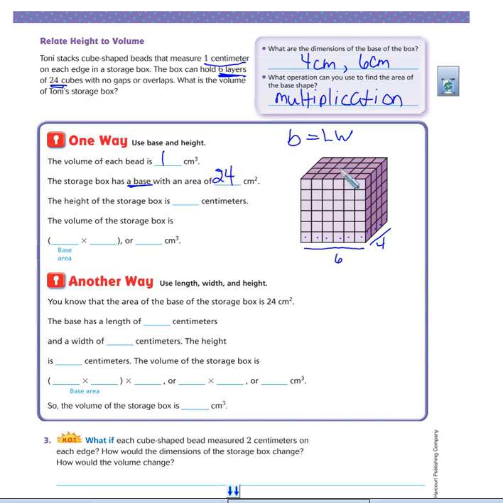Another way to do that is you could count them up. If I have 4 layers, with 6 in each layer, that would give me 24. The height of my box is 1, 2, 3, 4, 5, 6.